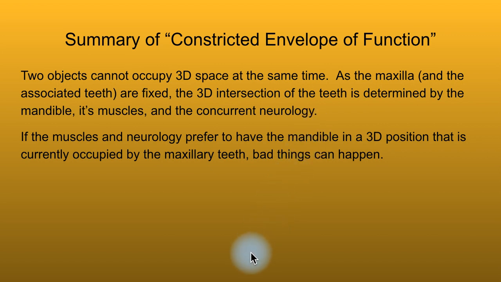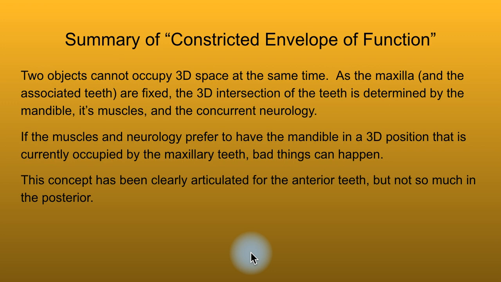Furthermore, if the muscles and the neurology prefer, for whatever reason, whether it's airway-driven, centrally mediated, process-driven, whatever reason, there's lots of reasons why the muscles and neurology have preferences. If they prefer to have the mandible and its associated teeth in a three-dimensional position that is currently occupied by the maxillary teeth, here's the kicker, bad things can happen. This is the whole entire argument here, is that we have to understand that teeth can get in the way of each other when they're under function.